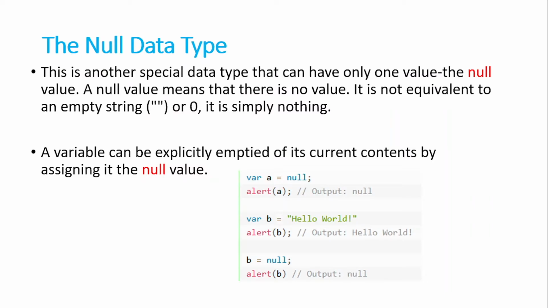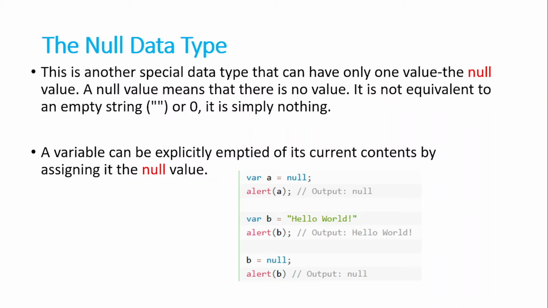Then we have a null data type. This is another special data type that can have only one value, the null value. A null value means that there is no value. It is not equivalent to empty strings or 0. It is not equal to that. It is simply nothing. So we are actually telling a variable that you have to store nothing. So it is basically not equal to 0 or empty strings, but it is kind of a data type that we are using to denote that it contains nothing. So it is just like that.